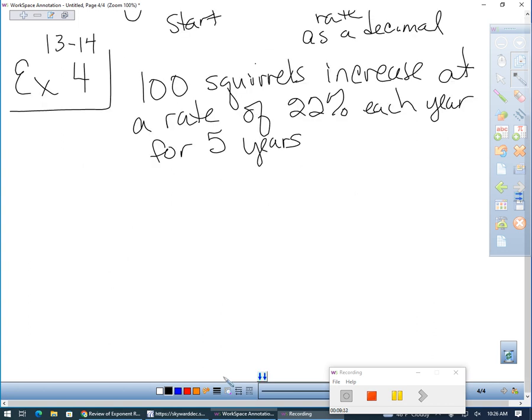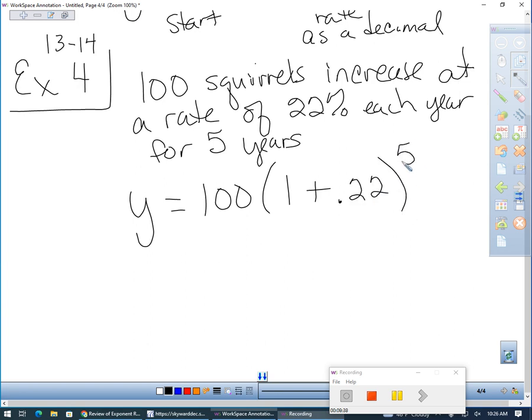So their population increases by 22% each year for 5 years. So we have y equals, we start with 100 squirrels, parenthesis, that's 1 plus our percent as a decimal. How do I make 22% a decimal? Yep, you move it over 2, so it's 0.22. And it happens 5 years.